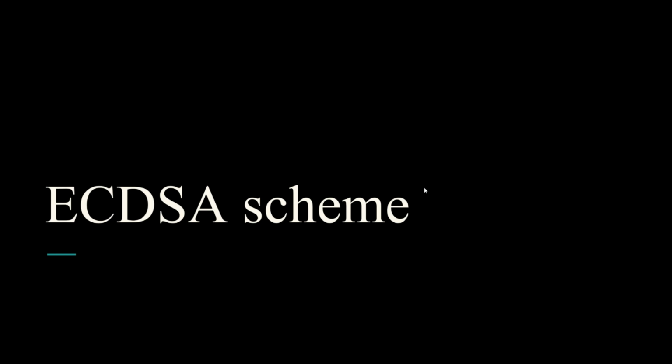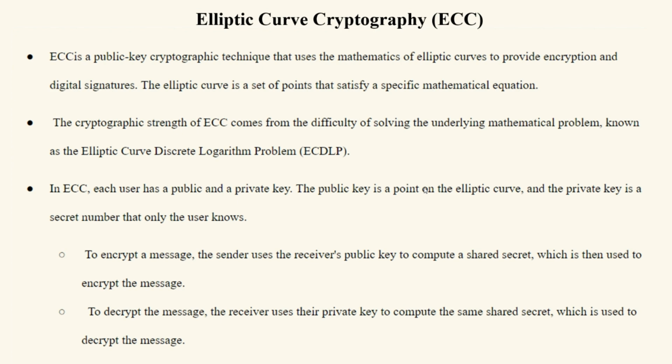Here we have used the ECDSA scheme, which stands for elliptic curve digital signature algorithm. ECC, which is elliptic curve cryptography, is a public key cryptographic technique that uses the mathematics of elliptic curves to provide encryption and digital signatures. The elliptic curve is a set of points that satisfy a specific mathematical equation. The cryptographic strength of ECC comes from the difficulty of solving the underlying mathematical problem known as the elliptic curve discrete logarithm problem (ECDLP). In ECC, each user has a public and a private key.